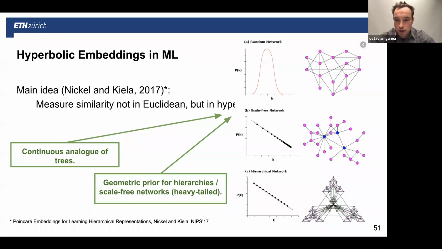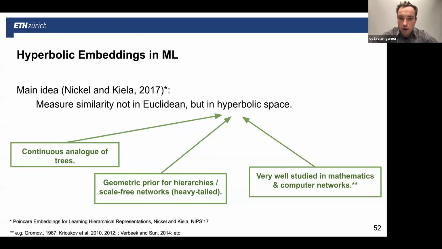So what are scale-free networks? They are graphs for which the degree distribution is basically heavy-tailed. Here I'm showing the log degree distribution of these graphs. You can see that in random networks, the degrees behave a bit like a Gaussian distribution, whereas a scale-free network or a hierarchical network has a heavy-tailed degree distribution. So hyperbolic spaces are very good for this type of graph. And of course, these spaces have been very well studied in mathematics since a long time ago and in computer networks.